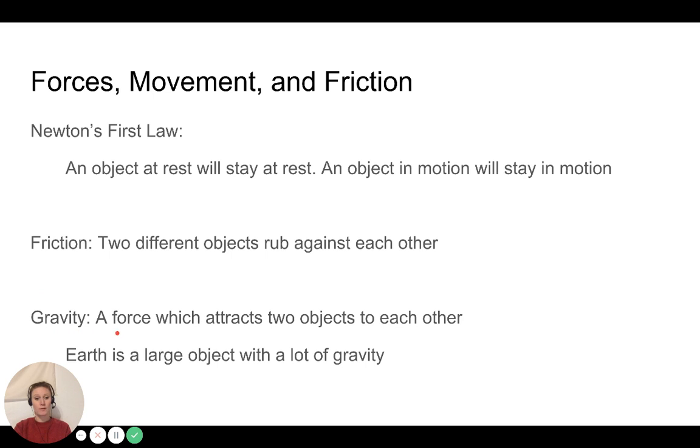Gravity. Gravity is a force which attracts two objects to each other. For example, Earth is a large object with a lot of gravity. That is why we stay on Earth instead of floating away.